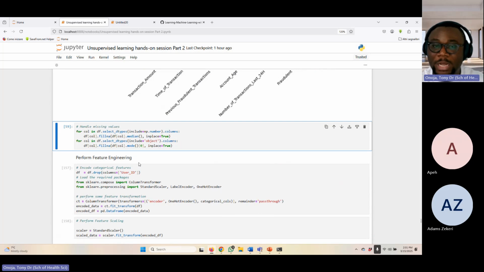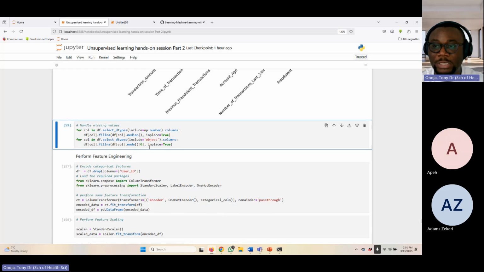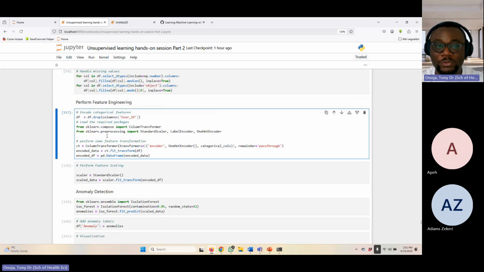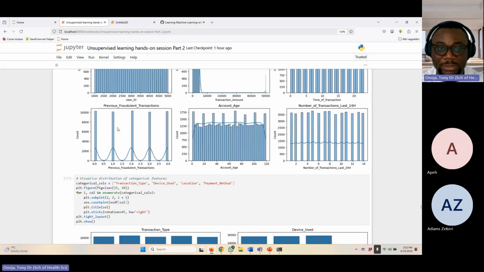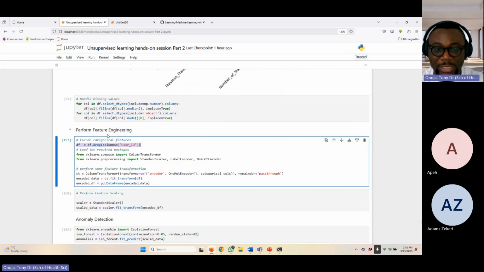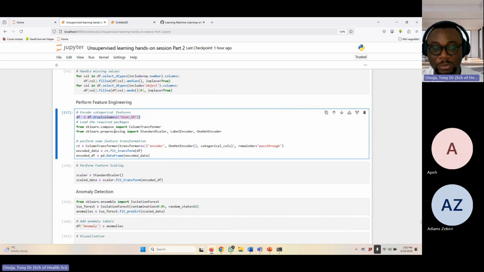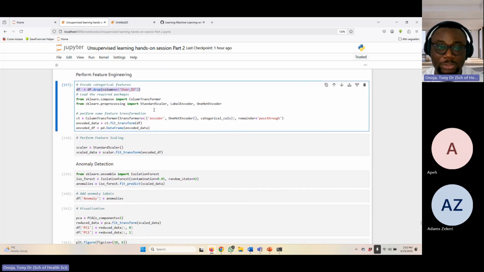So we are not interested in removing those missing values. Instead we take care of them by using the median for continuous variables and also the mode for categorical variables. So the next thing we want to do is to perform some feature engineering. We do not want the user ID because from the visualization here, you could see that we are not really getting anything from the user ID. And these scammers, of course, will not want to use one particular user ID. Sometimes they will change their identity in order to evade detection.